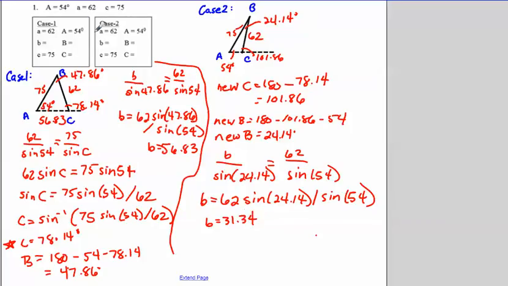All right, so then in our chart, we need to put all of our information. So here we found a side B of 56.83. Angle B was 47.86 degrees, and angle C was 78.14 degrees. In this one, we found first our new angle C was 101.86 degrees. And then we found this angle B was 24.14 degrees. And then side B was 31.34.